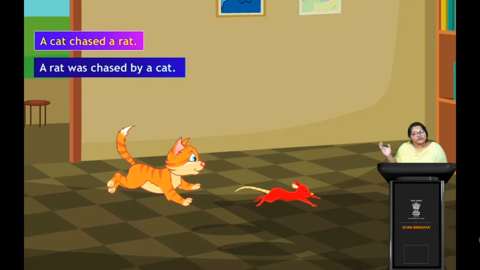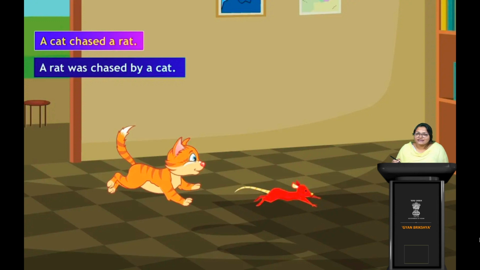A cat chased a rat, a cat is chasing a rat, and a rat was chased by a cat, a rat is being chased by a cat. So both the sentences you can see that the meaning is same, only there is a change in the structure. So saying the sentence in a roundabout manner. Clear? Okay, now why this and what is it called? We will come to know.